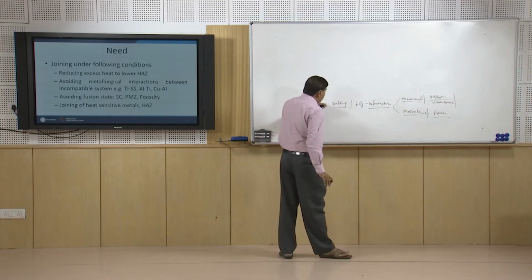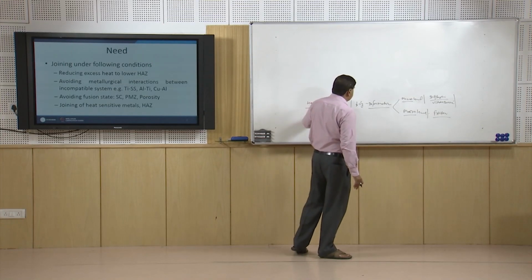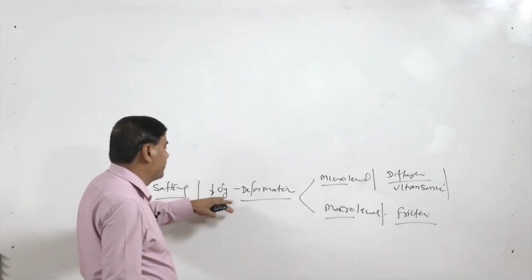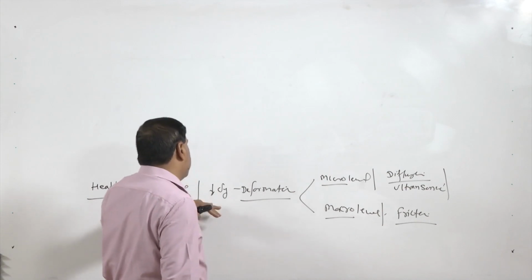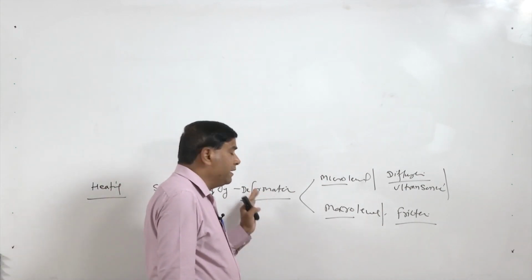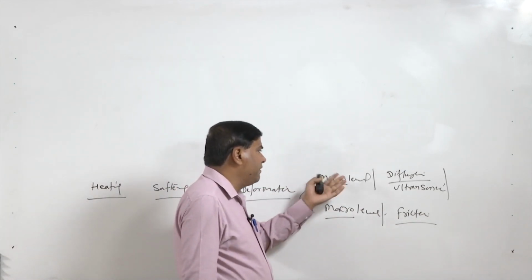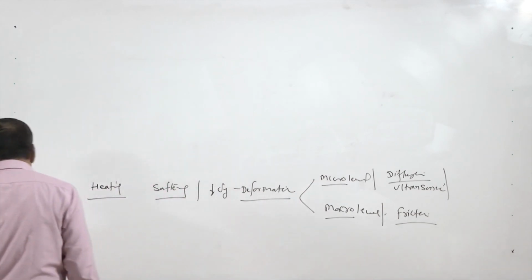So, either there is no heating, or if at all heating is there, it is used for softening purposes, and softening will lower the yield strength and increase the ductility, which will facilitate the interfacial deformation, and interfacial deformation can be of two levels, micro level or macro level.